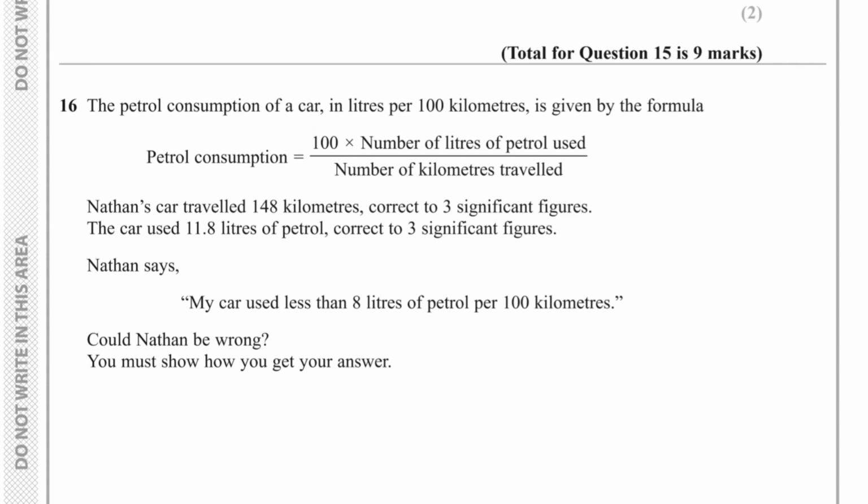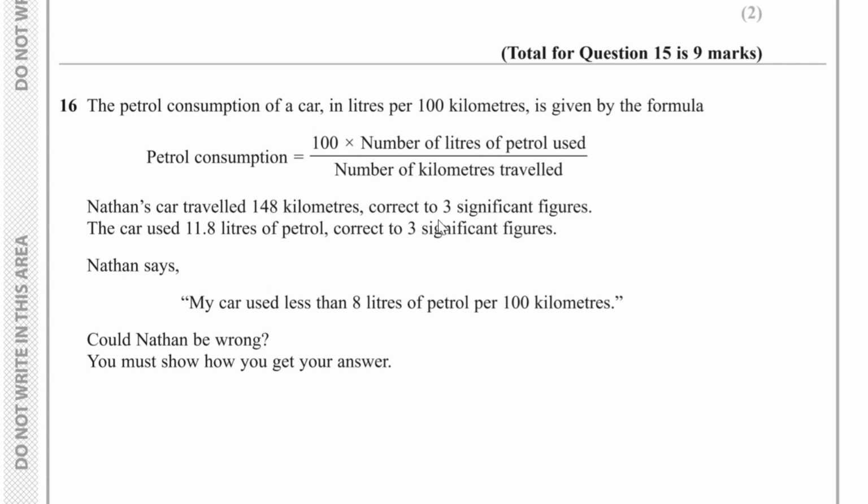Question number 16. The petrol consumption of a car in litres per 100 kilometres is given by this formula here. Petrol consumption is equal to 100 times the number of litres of petrol used over the number of kilometres travelled. Nathan's car travelled 148 kilometres, correct to 3 significant figures. The car used 11.8 litres of petrol, correct to 3 significant figures. And Nathan says, my car used less than 8 litres of petrol per 100 kilometres. Could Nathan be wrong? You must show how you get your answer. Well, here we want the petrol consumption to be as large as possible.